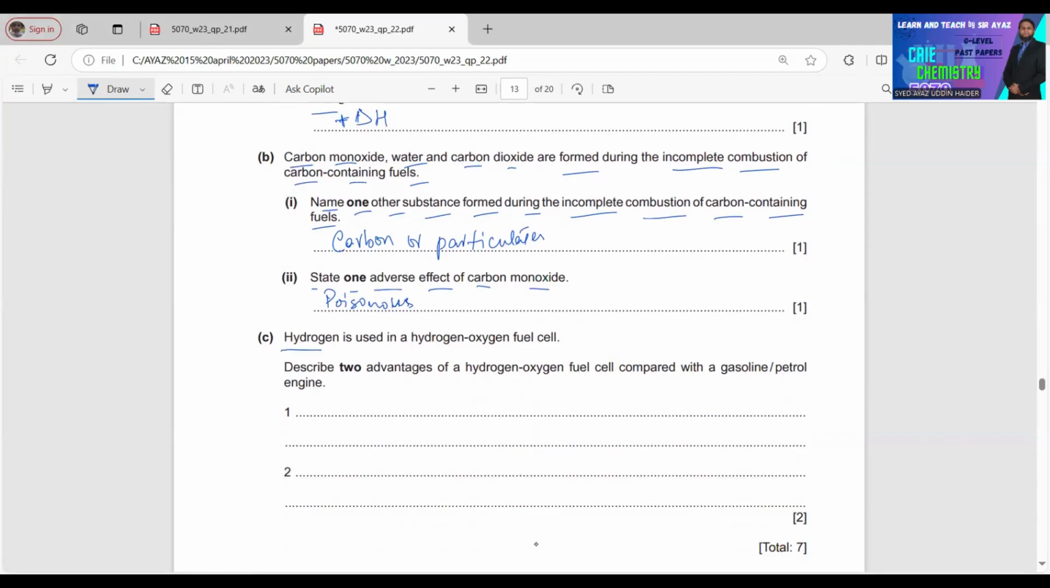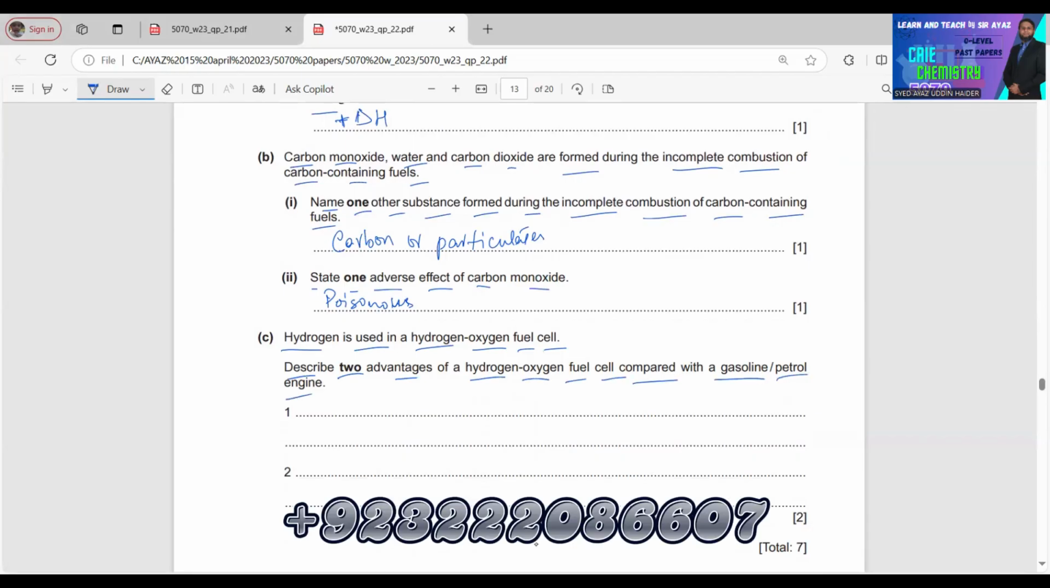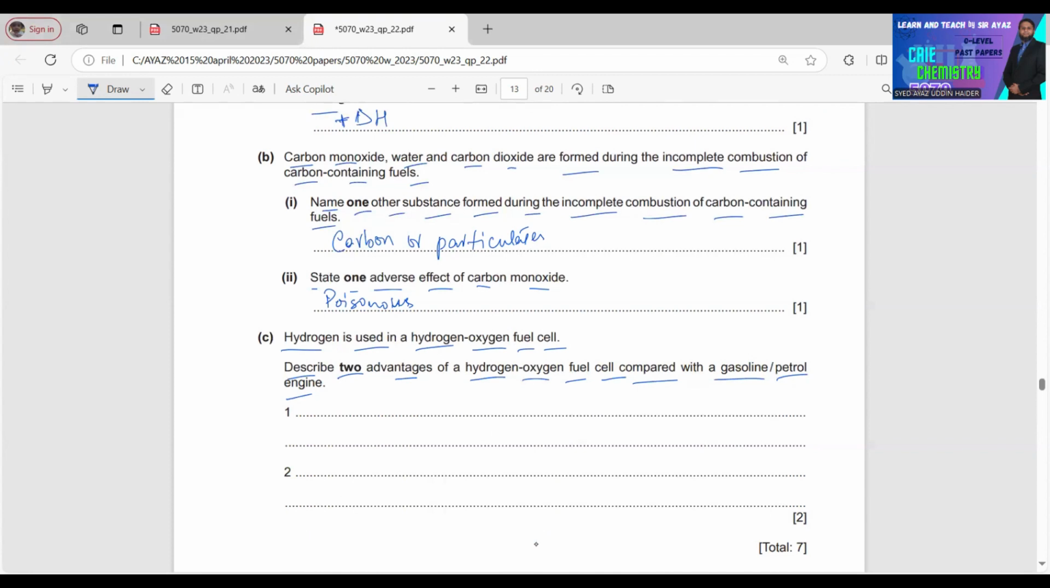C. Hydrogen is used in a hydrogen-oxygen fuel cell. Describe two advantages of a hydrogen-oxygen fuel cell compared with a gasoline petrol engine. Now it produces 3 times more energy than petrol or gasoline. So you write more energy produced per gram of fuel. Furthermore, the only product is the water, so there won't be any pollutant. So you'll write water is the only product.